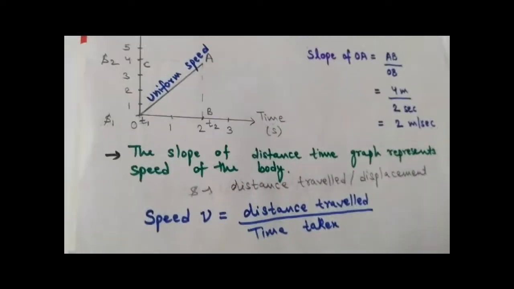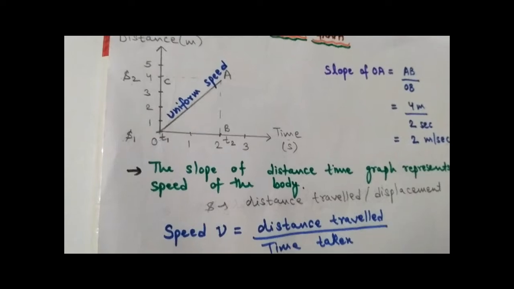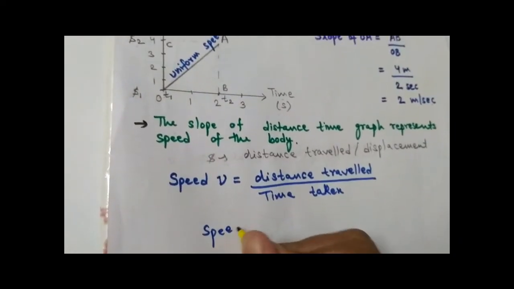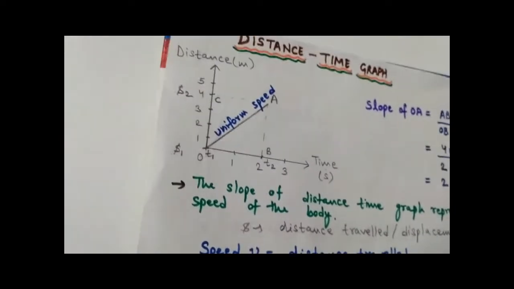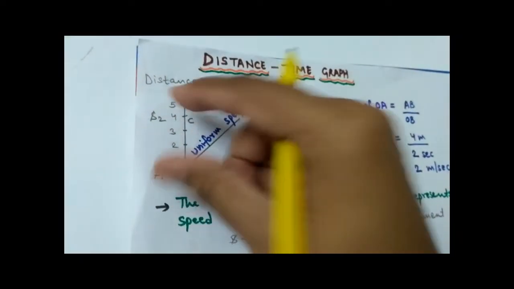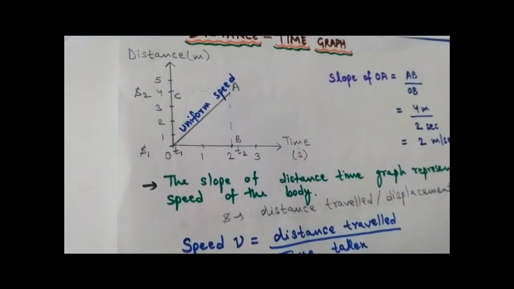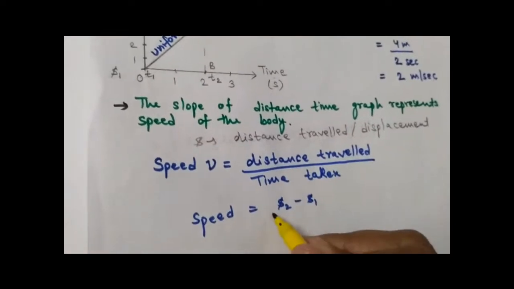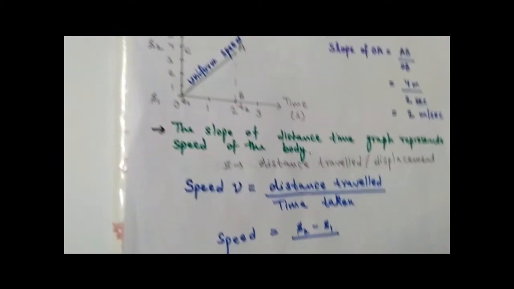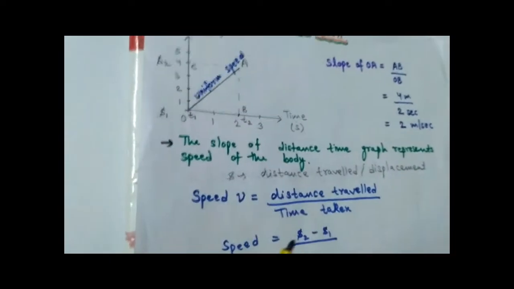It is speed. Speed is equal to how much distance has been traveled. This is s2 minus s1. Okay, so this will be s2 minus small s1. Now the total time taken is how much? It is between t1 and t2.